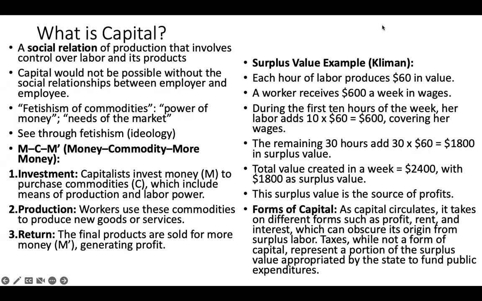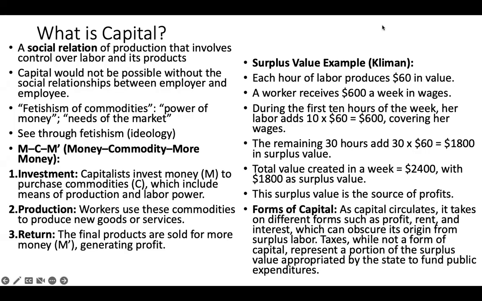Workers use these commodities to produce new goods or services. The final products are sold for more money, basically generating profit. Now, this is again a simplified way in which it works, but that is basically the idea. However, then you have to get into the dynamics of how this production takes place, especially how this idea of surplus value is created.